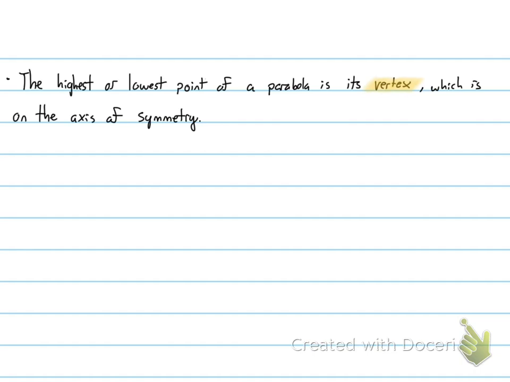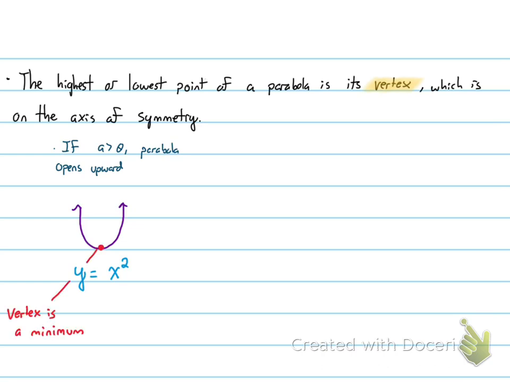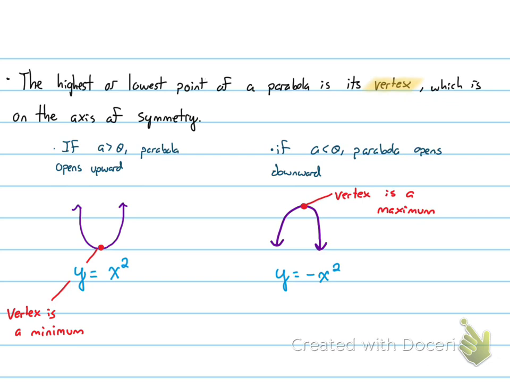So, kind of as we were talking about with vertices, the highest or lowest point of a parabola is its vertex, which is on the axis of symmetry. So if a is greater than 0, or if it's positive, the parabola opens upward, and then your vertex would be a minimum. If a is less than 0, the parabola opens downward, and your vertex is a maximum.